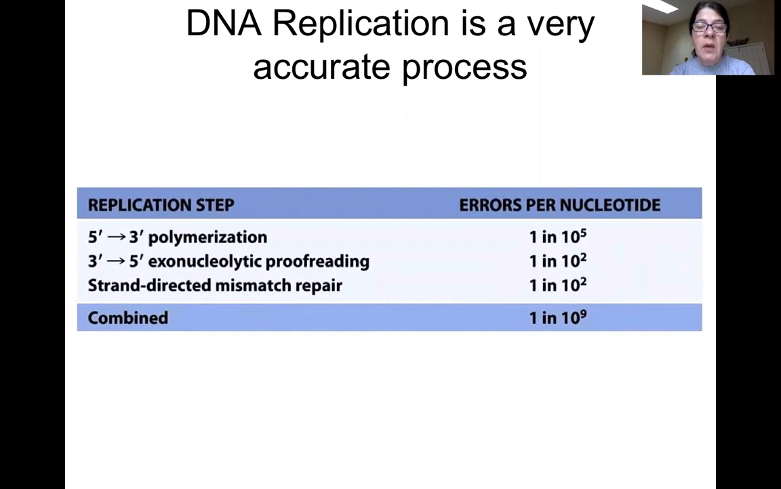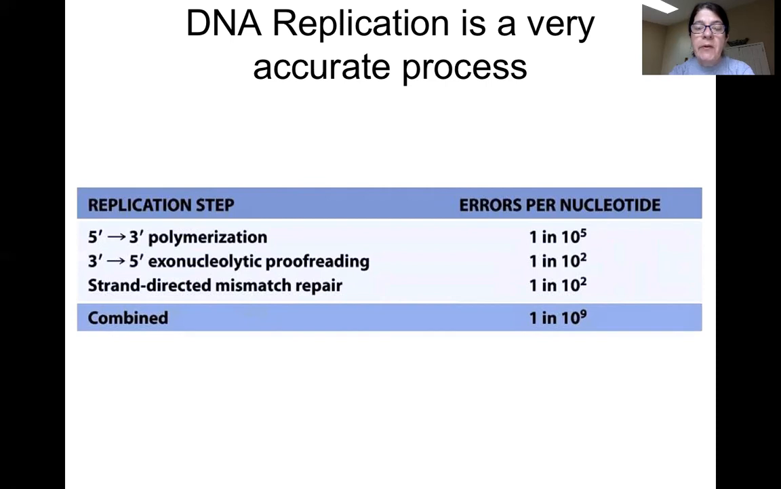In addition, most cells contain something called strand-directed mismatch repair, a whole DNA repair machinery which is dedicated to detecting mismatched nucleotides and repairing them. That is another 1 in 10 to the second error rate. So overall, when you combine these 3 mechanisms, the accuracy of DNA replication is 1 error in 10 to the 9th nucleotides, 1 in a billion.